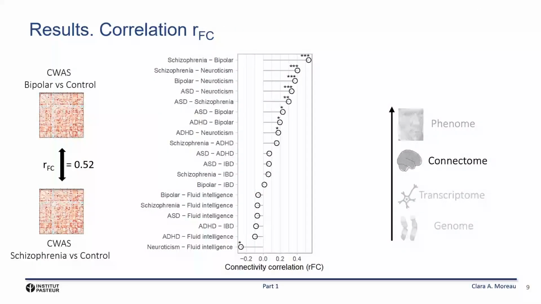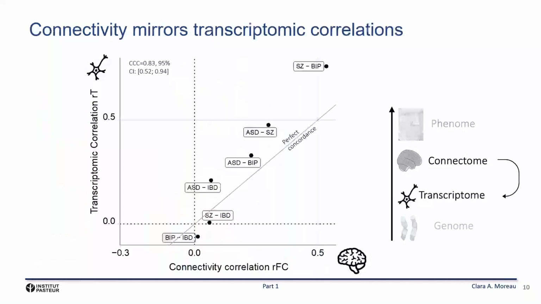Then we correlated our signatures, for example here bipolar with schizophrenia. Between bipolar and schizophrenia, we obtained a correlation of 0.52. We reported this correlation in the graph in the middle, and we wanted to know if the correlation at the connectomic level could mirror the results at the genetic and transcriptomic level. We didn't have a lot of data at the transcriptomic level, but for the few pairs of conditions that we were able to compare, it was quite concordant. On the y-axis you have the result at the gene expression level from Gandal and colleagues, and on the x-axis, our result. So it looks quite concordant.